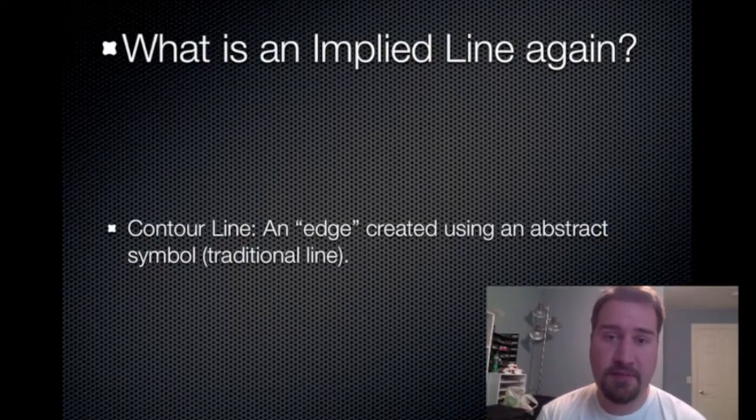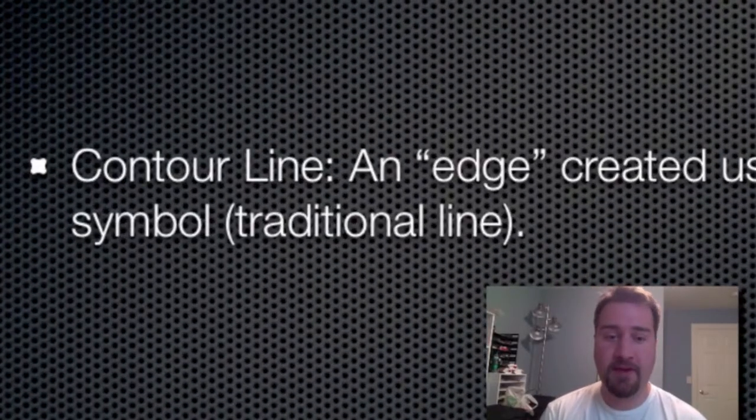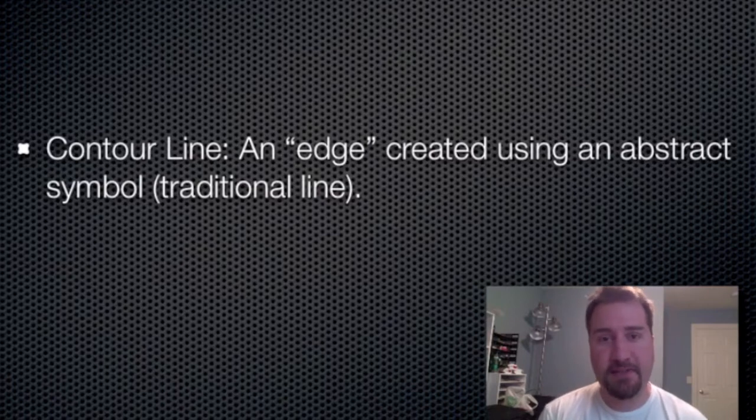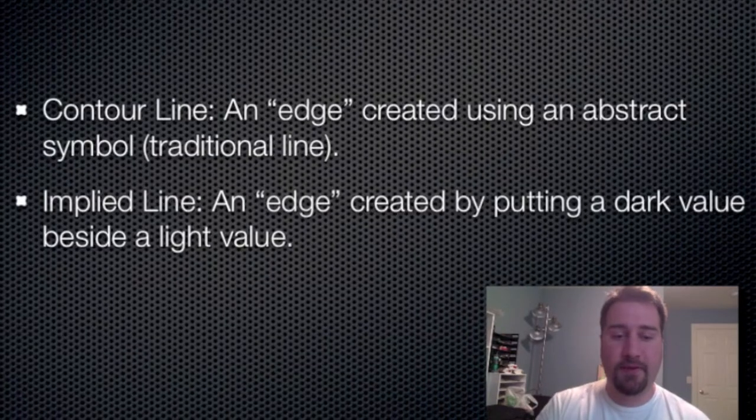The opposite of an implied line is a contour line. A contour line is an edge created using an abstract symbol, in this case a traditional line. Now the brain understands what it's looking at through the use of edges, and by creating an edge with a line, that is how we achieve contour line. Now lines do not exist in nature, and if a drawing is composed of contour lines, it would not be a value drawing. So that leads us to the implied line.